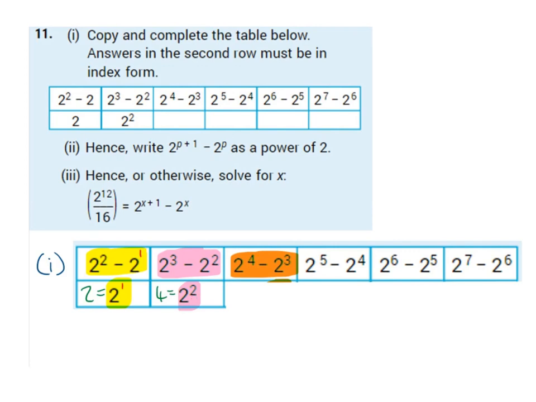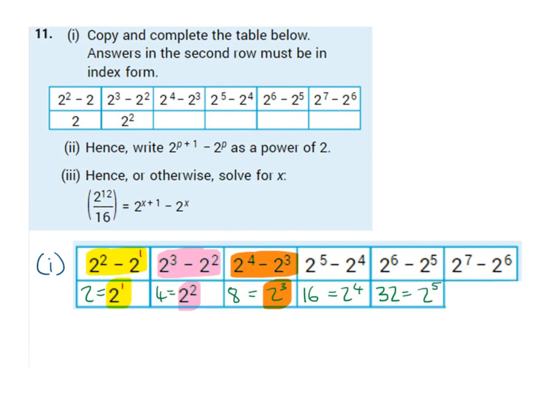So we'll do the same thing into the calculator, 2 to the power of 4 minus 2 to the power of 3, and you will get 8, and we can rewrite that as a base of 2 as 2 to the power of 3. Next, input into the calculator 2 to the power of 5 minus 2 to the power of 4. You will get 16, and 16 can be rewritten as 2 to the power of 4. Next, input into the calculator 2 to the power of 6 minus 2 to the power of 5, and you will get 32, and 32 can be rewritten as a base of 2 as 2 to the power of 5.